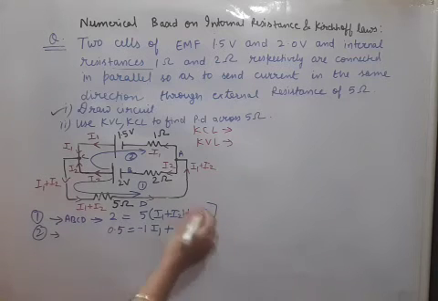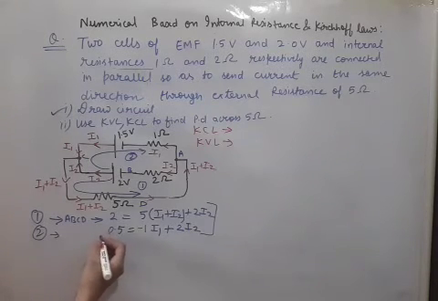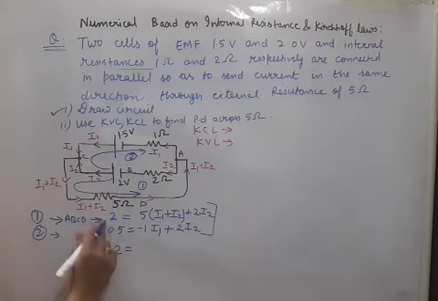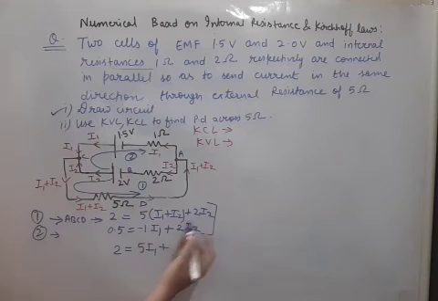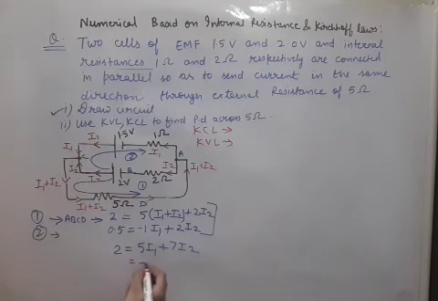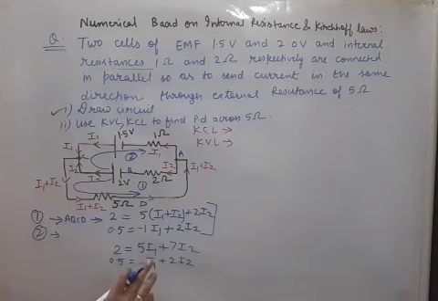The next step is that we have to solve these 2 equations so that we can get the values of I1 and I2. So let us simplify these equations. 2 equals 5I1 plus I2, taken together, so it will become 7I2. The second equation is already simplified, there is no need to simplify it. Now, like we solve linear equations, we will solve these 2 equations.